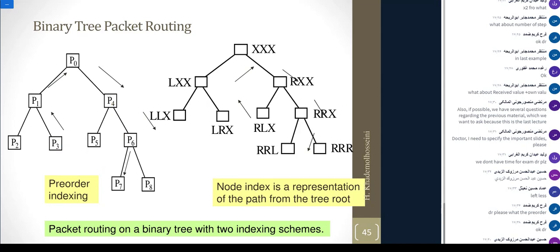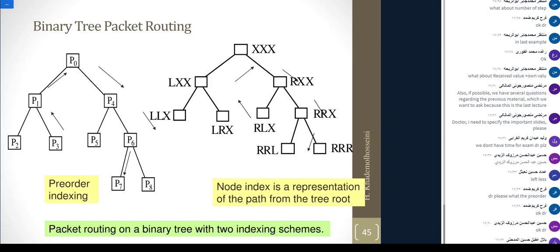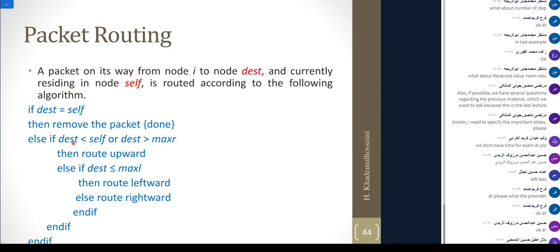The destination is 4. Max R is 3. 4 is greater than 3. Yes, then route upward. In this case, you just must go upward in order to find the destination. So in two conditions, when dest is less than self, or dest is greater than max R, we must go upward. Both are correct.